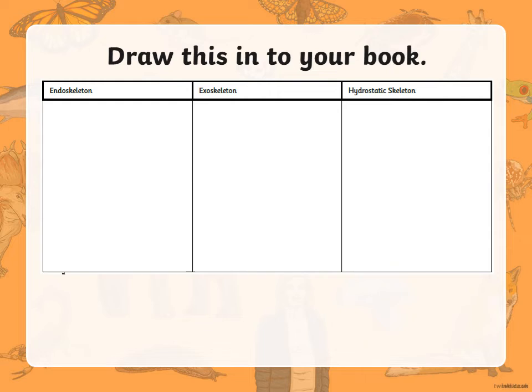Here is your task. You need to draw this into your book. Underneath your date and learning objective, you need to draw a small table with 3 parts. Use the ruler you've got in your pack to make it nice and neat, and copy the titles at the top of each section. Pause the video so that you've got time to do it and make it look neat.